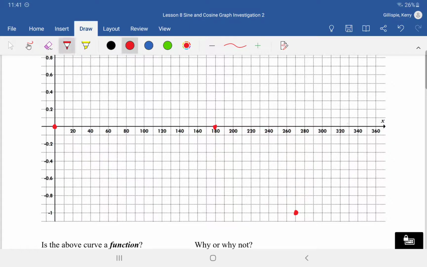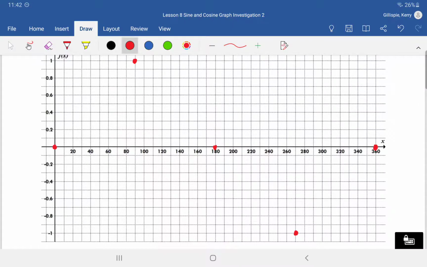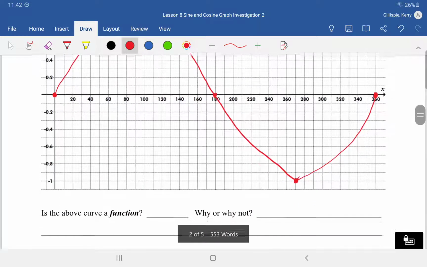And then the sine of 360, because that's a full rotation of the circle, comes back to 0. So these are the 5 key coordinates of a sine function. And do your best to draw a nice smooth curve through it. And let's answer some questions about it.